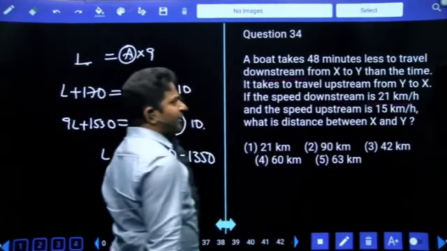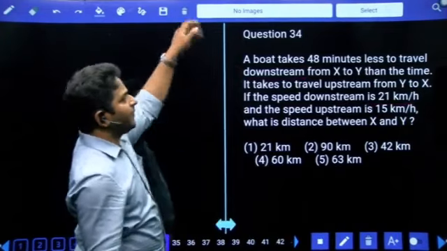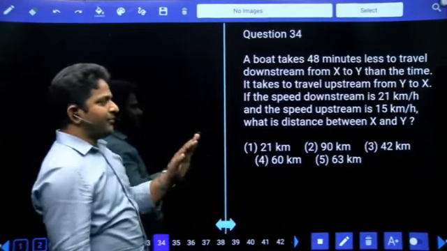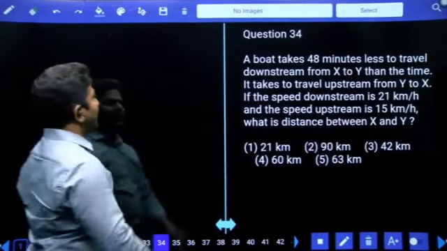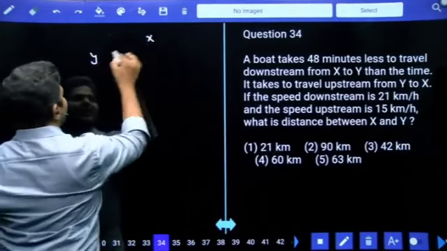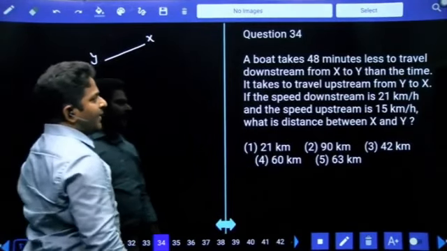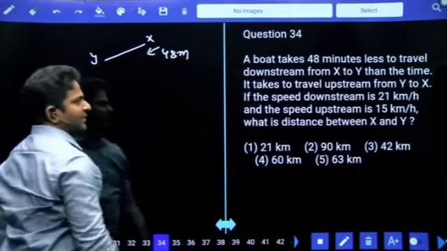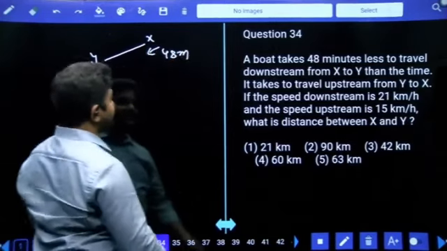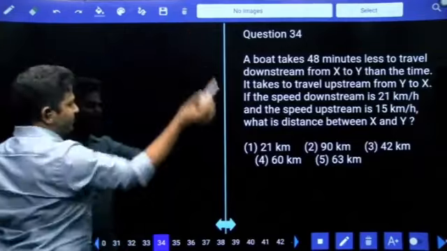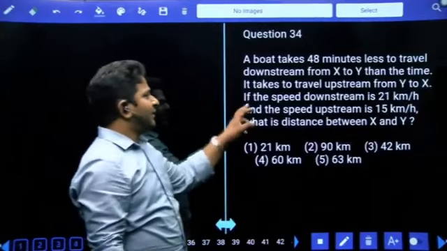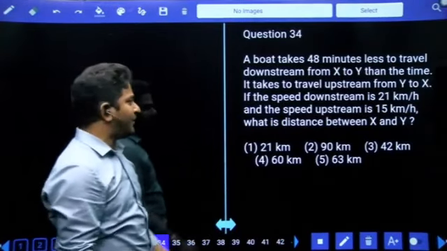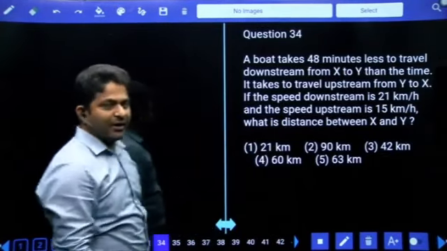A boat takes 48 minutes less to travel downstream from X to Y than the time it takes to travel upstream from Y to X. So Y to X is upstream. In downstream, it is taking 48 minutes less. Okay, the time difference is 48 minutes. If the speed downstream is 21 km per hour and the speed upstream is 15 km per hour, what is the distance between X and Y?